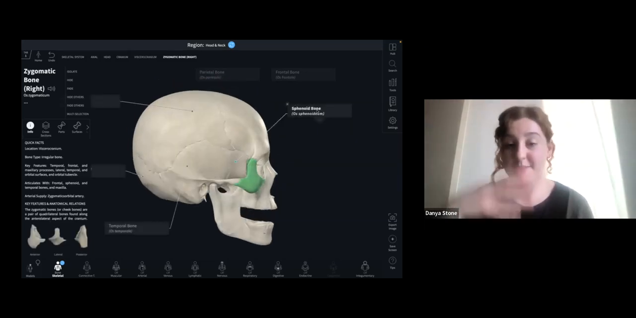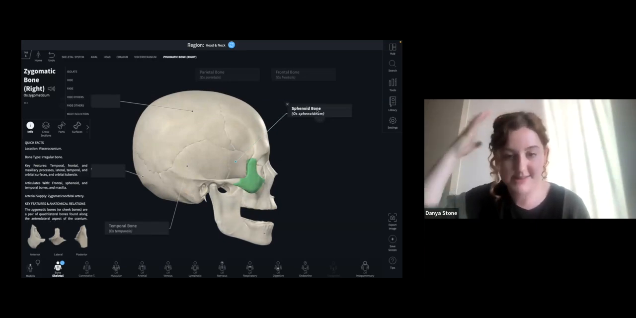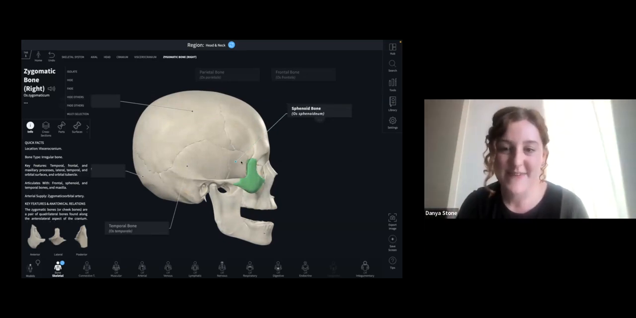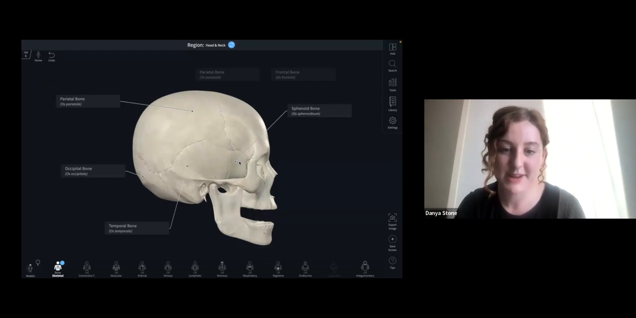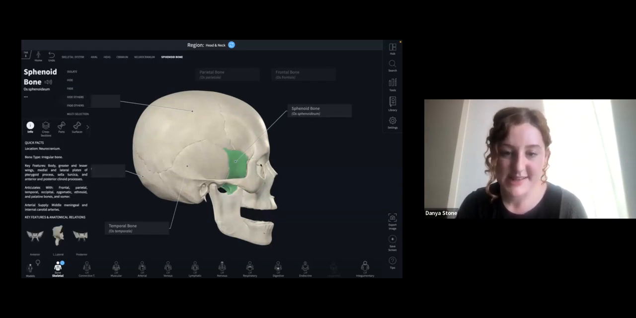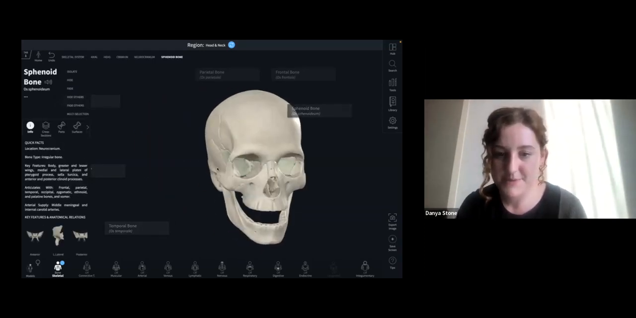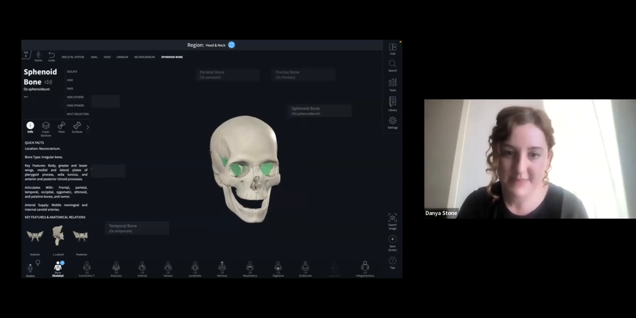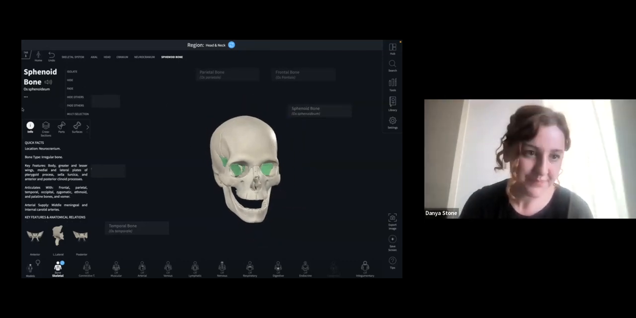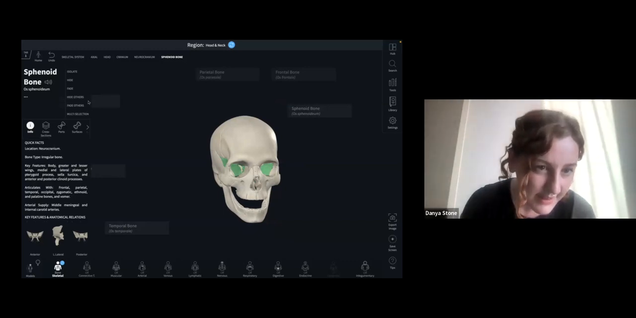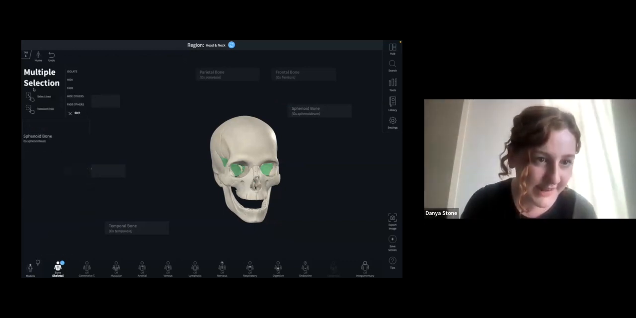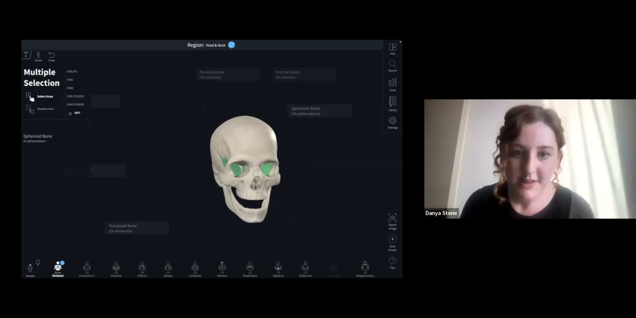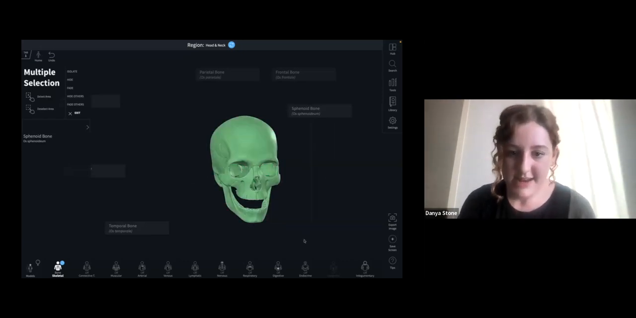The last bone that makes up the cranium, so the case that surrounds our brain, is the sphenoid bone. And we can see the sphenoid bone sitting just here. So it forms this part, but also part of the back of the orbit. And this bone is really quite amazing to have a look at. So I'm just going to show you what it looks like in a slightly different view.